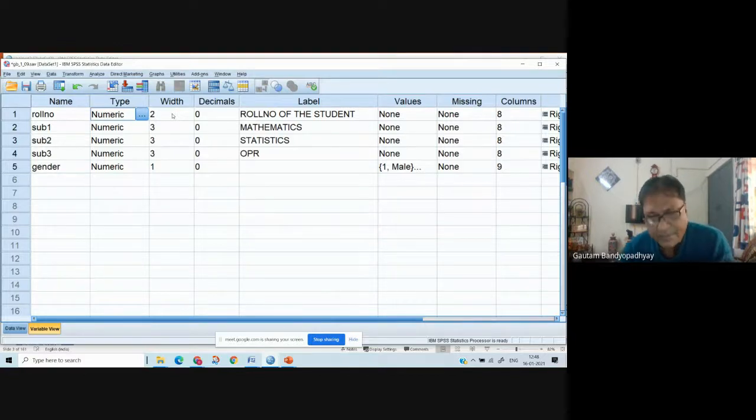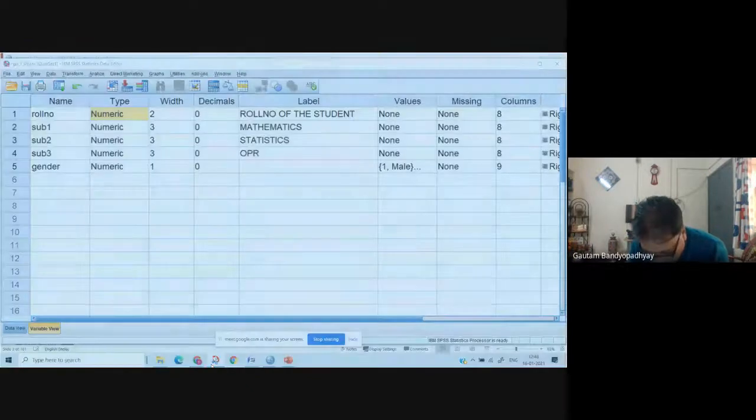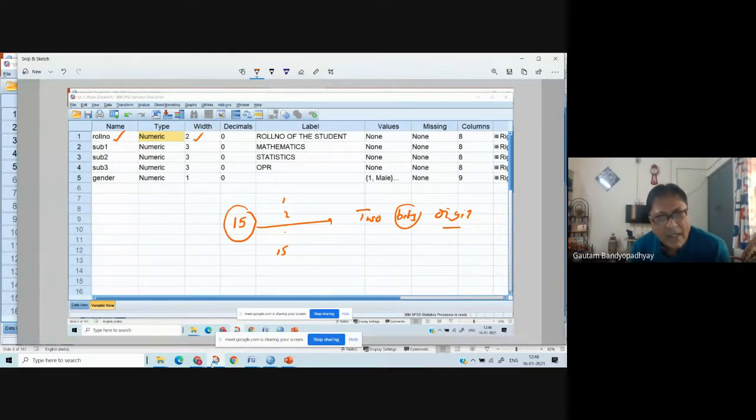This part is very, very important. Roll number is numeric, and since there are 15 students, that is 1 to 15, and 15 is a 2-digit number. That's why width is equal to 2. And naturally we know roll number has no fraction value; 1, 2, all are integers. That's why decimal is 0.